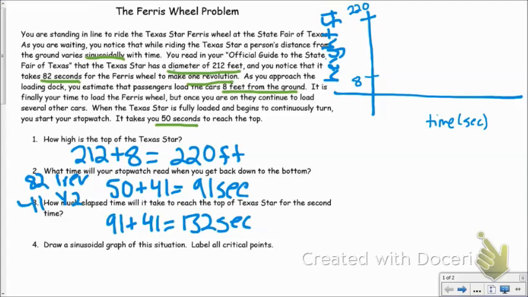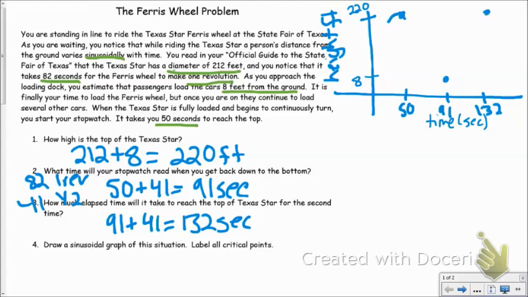So what I'm going to do here is mark those points that I figured out in my question. The first point I knew is from the question. It tells me it takes 50 seconds until I reach the top of my graph, or the top of my Ferris wheel. Then from answering those questions, we realized at 91 seconds I would be at the bottom, and then at 132 seconds I would be back to the top.